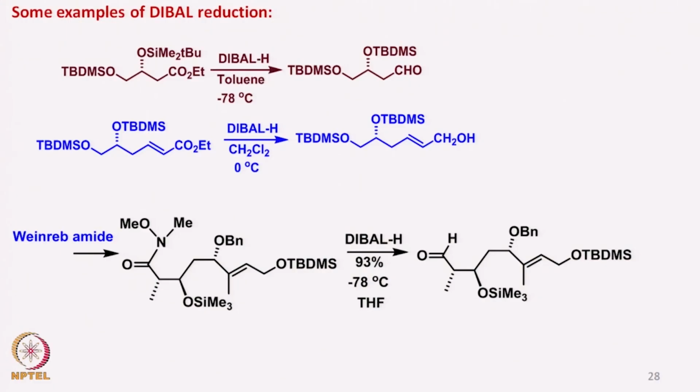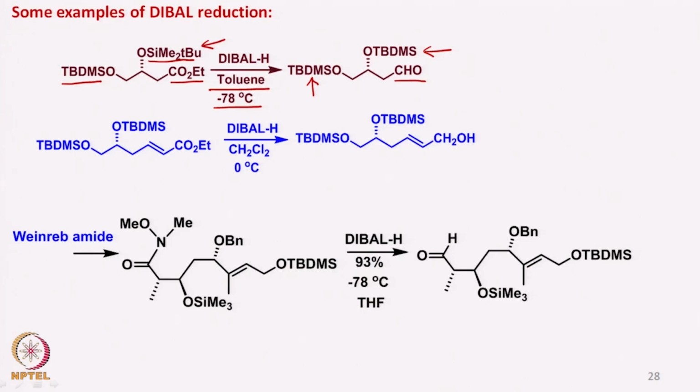Now, some more examples of dibal reduction are shown here. For example, one can of course use toluene as a non-participating solvent at low temperature, and the ester can be converted to the corresponding aldehyde. As you can see, this is the tertiary butyl dimethyl silyl group. So, I have written here OTBDMS in both the cases, and they are basically nothing but this OSiMe2 tertiary butyl. Now, we can convert ester at low temperature using toluene to the aldehyde.